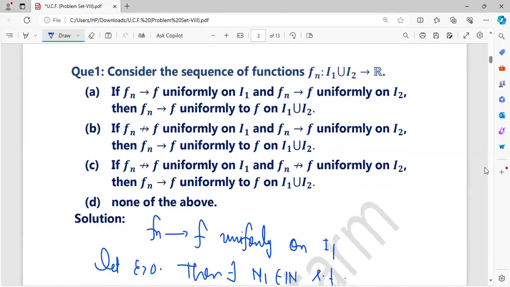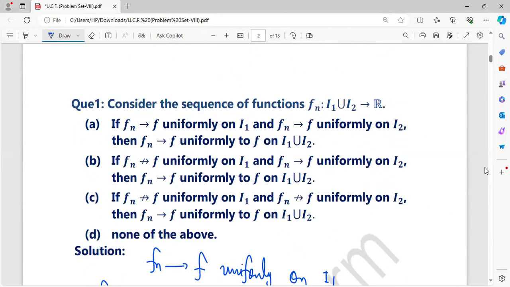So which option is correct? This option is correct. Please erase this part, this is an extra written thing. So the first option is correct.